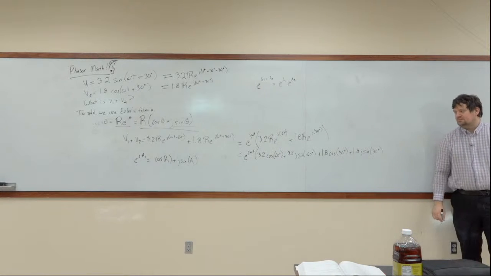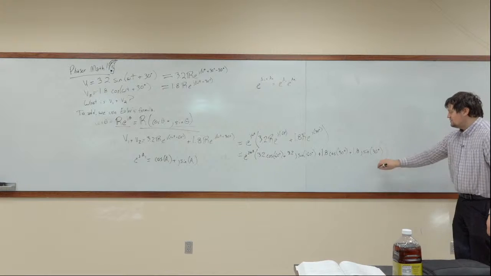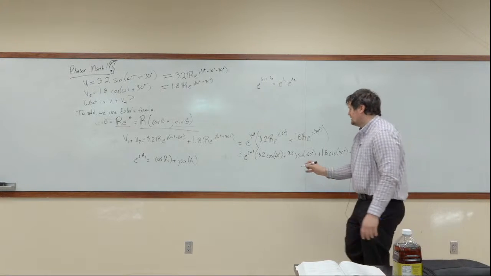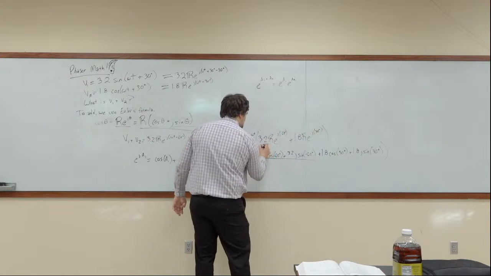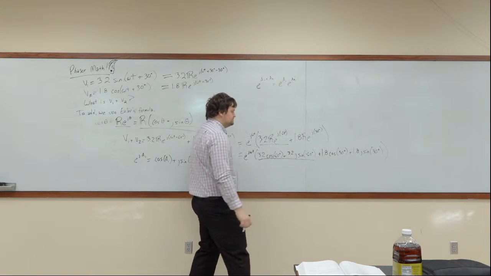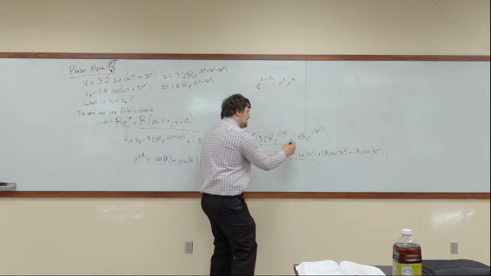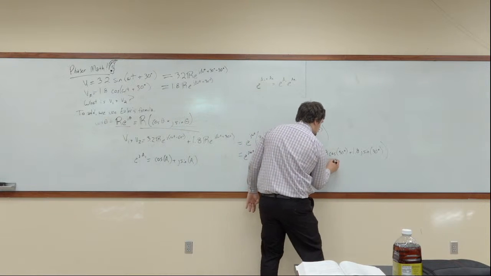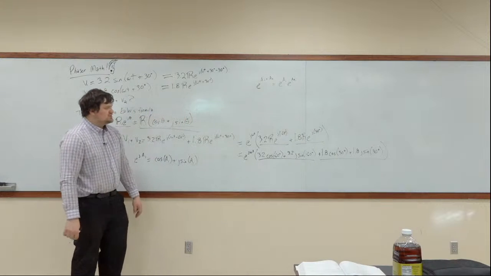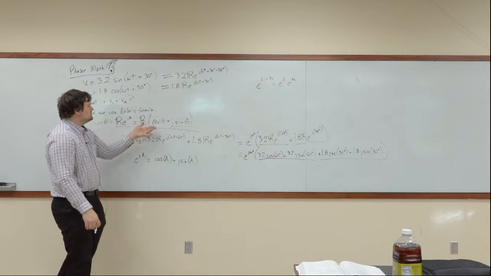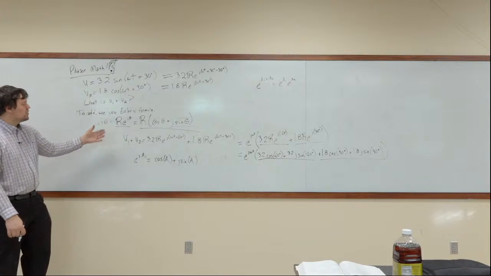Okay? And then end parenthesis. So this component right here is this one right here, and this component right here is this one right here. I just expanded them using Euler's formula again.